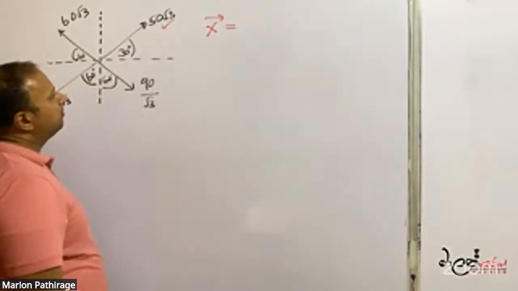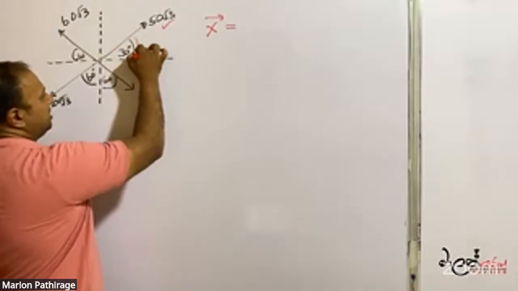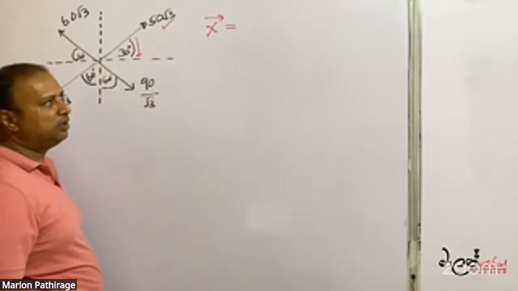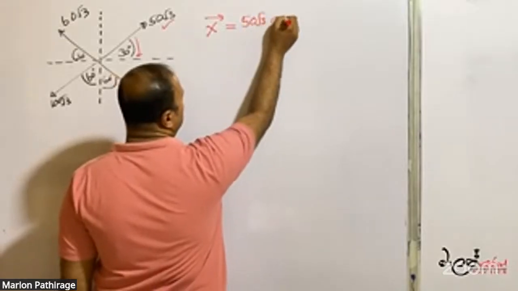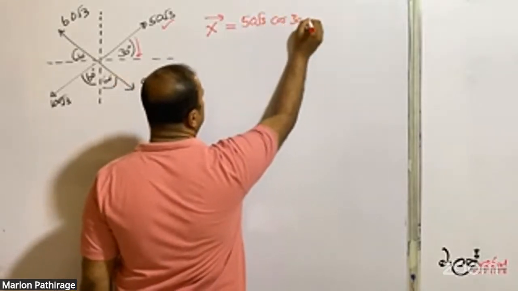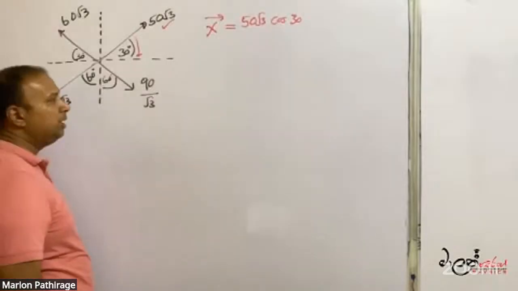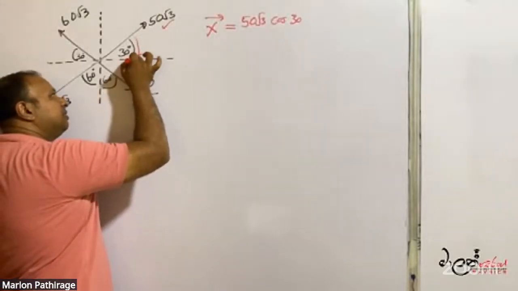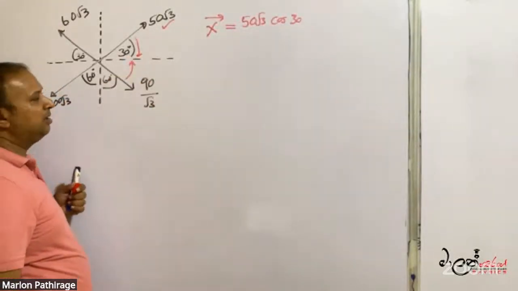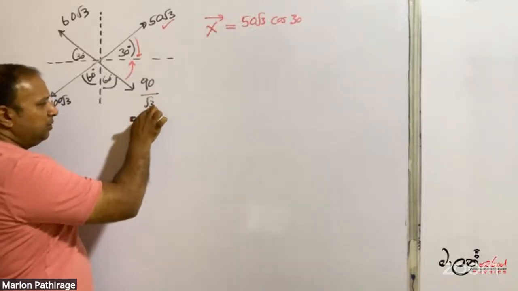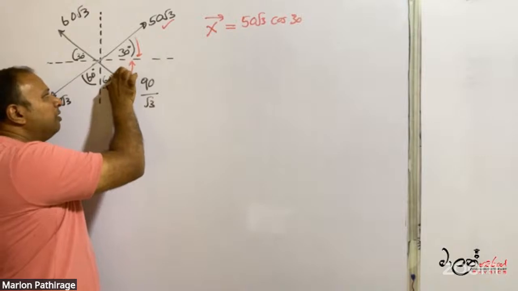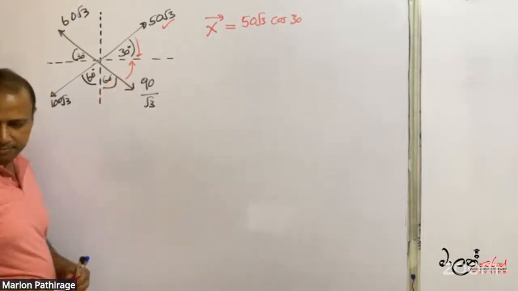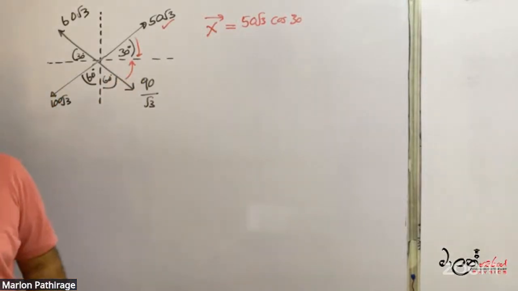50√3 into cos 30. It will be positive. And this one, 90√3 into sin 60. This angle is 30, cos 30. Both are equal.